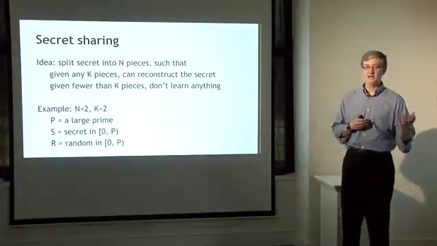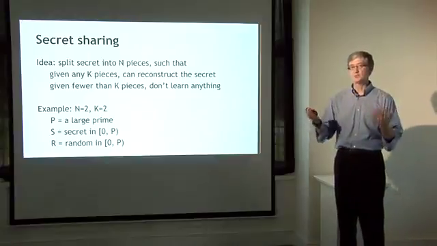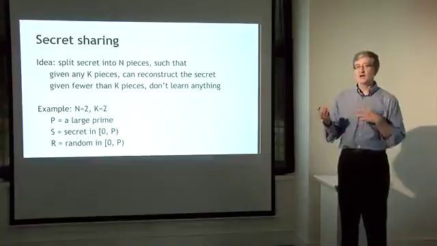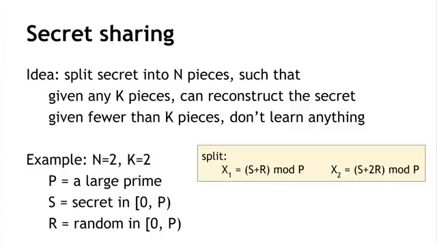So for example, we might have n equals 2 and k equals 2. That means we're dividing the secret into two pieces, and you need both pieces to put them together. And a specific way of getting n equals 2, k equals 2 secret sharing like this is as illustrated here. First we're going to generate a number p, which is a large prime number. It doesn't need to be secret or anything, just really big. s is going to be the secret, and the secret has to be between 0 and p minus 1 inclusive. And then we're going to generate a random value r secretly, which is also within the range between 0 and p minus 1.